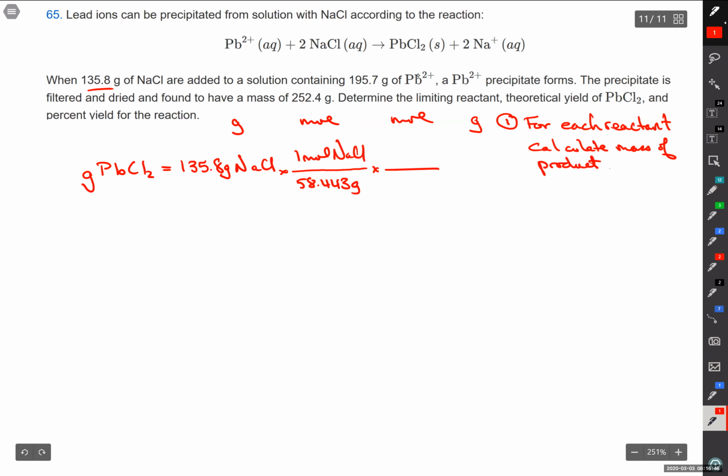And then I want moles of lead chloride. So there's 2 sodium chlorides for every mole of lead chloride. So it's 1 mole of the product for every 2 moles of sodium chloride, and I'm trying to get rid of the sodium chlorides. Like this.